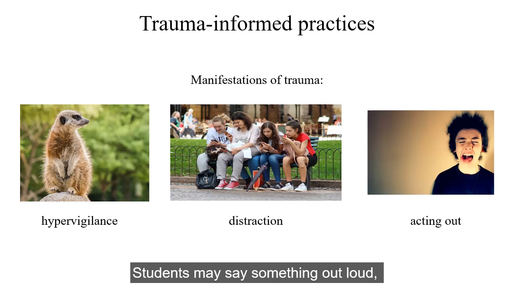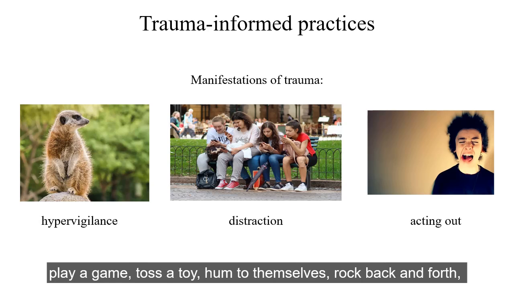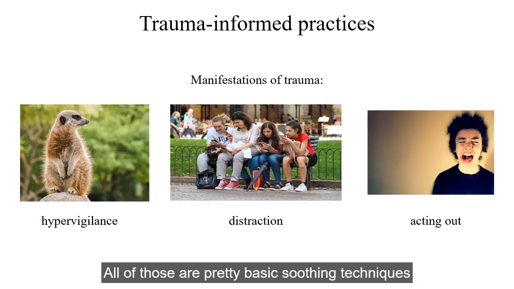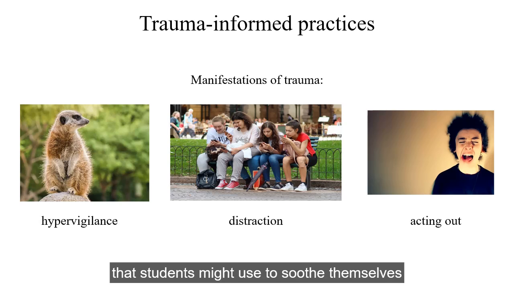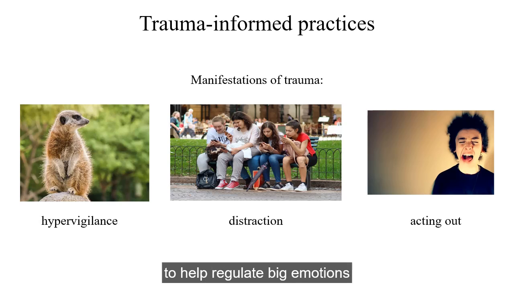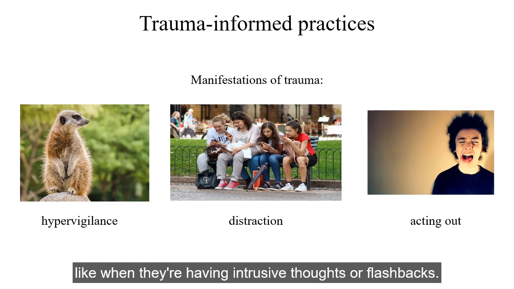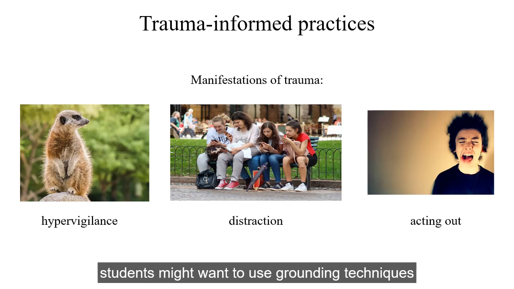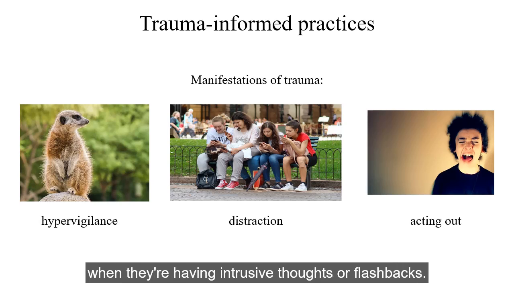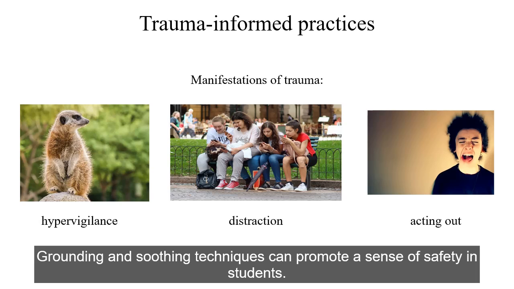Students may say something out loud, play a game, toss a toy, hum to themselves, rock back and forth. All of those are pretty basic soothing techniques that students might use to soothe themselves to help regulate big emotions, like when they're having intrusive thoughts or flashbacks. In addition to soothing techniques, students might want to use grounding techniques that bring them back to this space and place when they're having intrusive thoughts or flashbacks. Grounding and soothing techniques can promote a sense of safety in students.